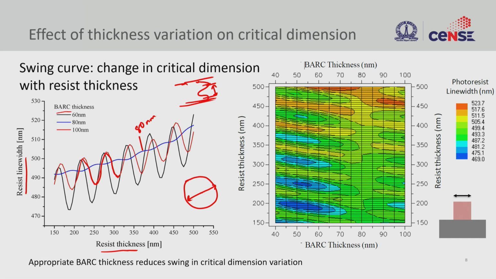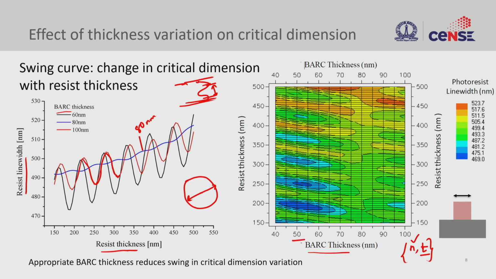So if I take a suboptimal BARC thickness, if you remember, for optimal BARC you need the right refractive index and the right thickness. So both are important. So assume that I took the right refractive index but not the correct thickness, you will still have reflection, and that is what we capture in this map.